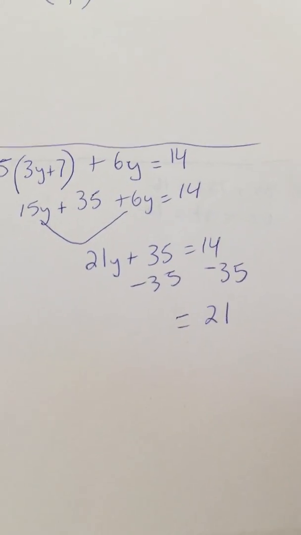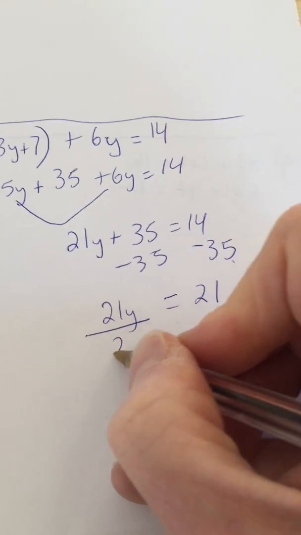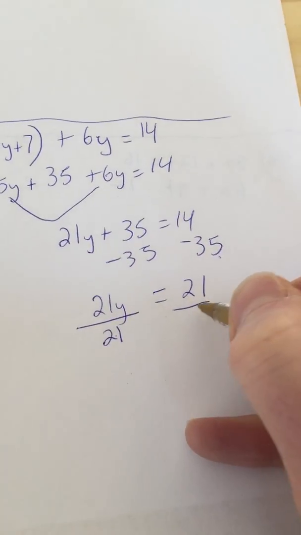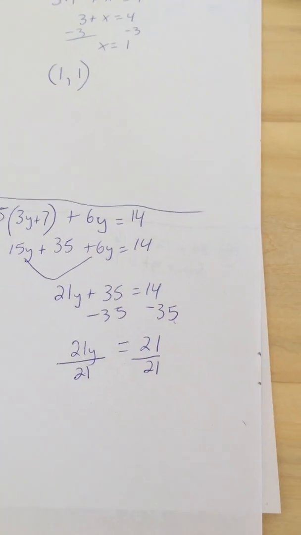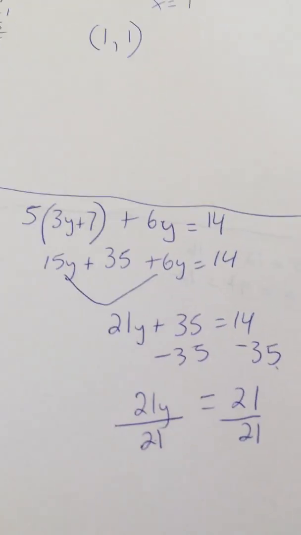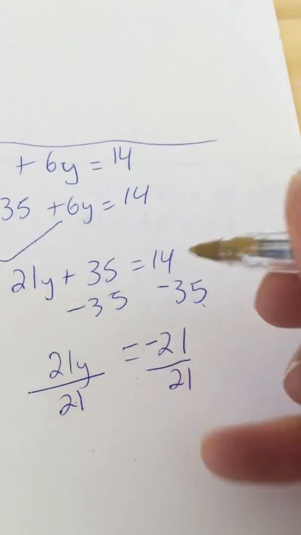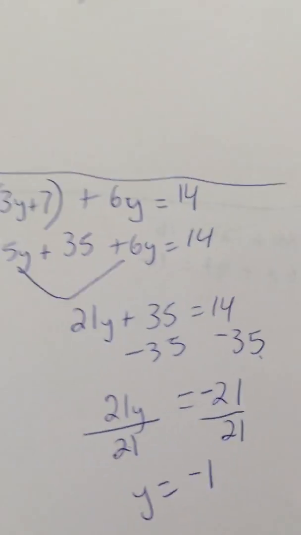I'm going to subtract the 35 from both sides, and thankfully it comes out evenly. So that's going to be 21 over here, and then you have your 21y over here. So I'm going to divide by 21, divide by 21. Oh wait, I remember though, this is negative. So now you're going to have y, and it's going to equal negative 1.